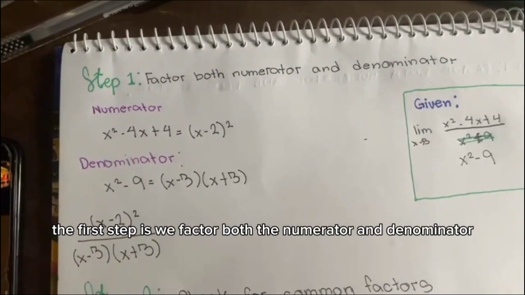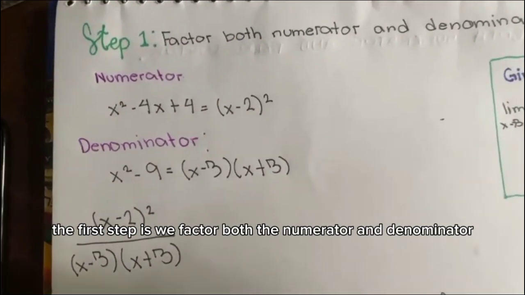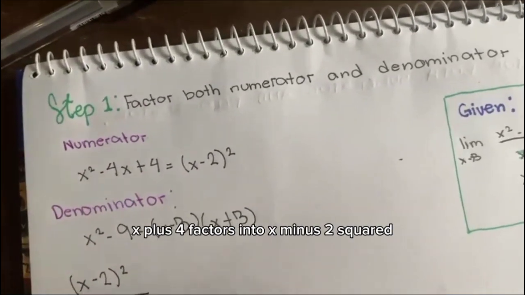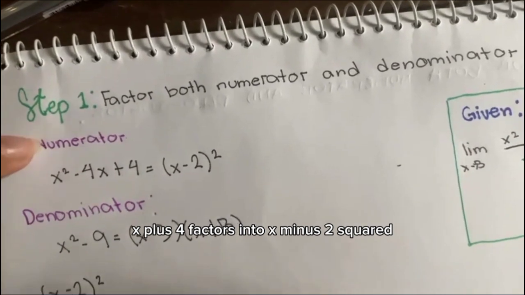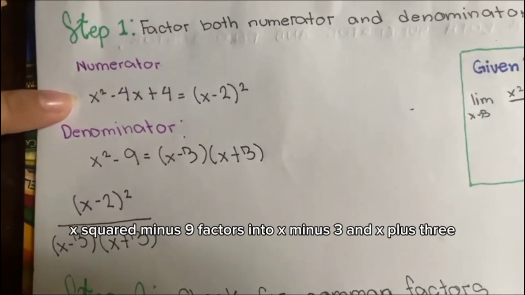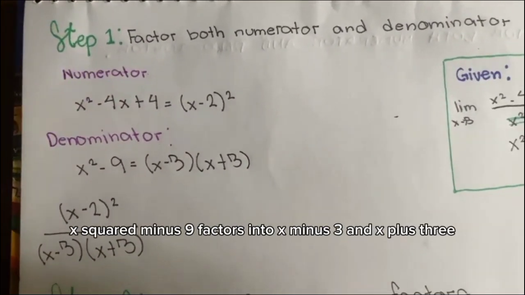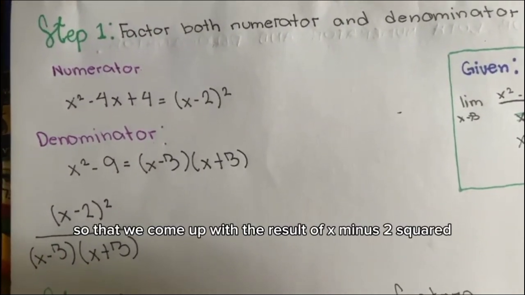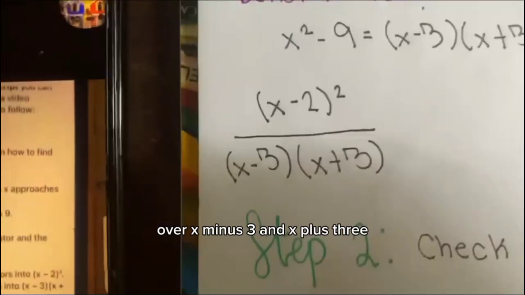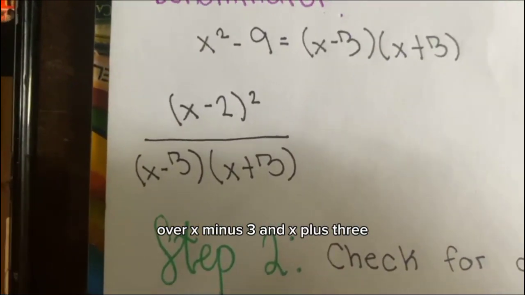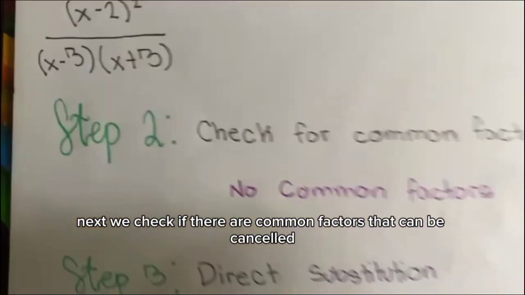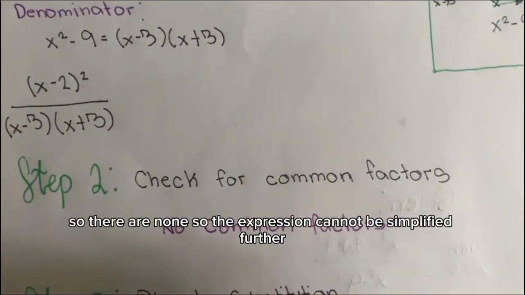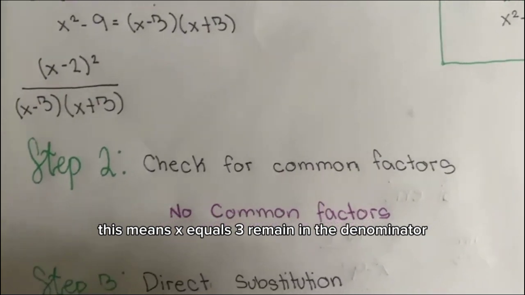The first step is we factor both the numerator and denominator. The numerator x squared minus 4x plus 4 factors into x minus 2 squared. The denominator x squared minus 9 factors into x minus 3 and x plus 3. So we come up with the result of x minus 2 squared over x minus 3 and x plus 3. Next, we check if there are common factors that can be cancelled. There are none, so the expression cannot be simplified further. This means x equals 3 remains a problem in the denominator.